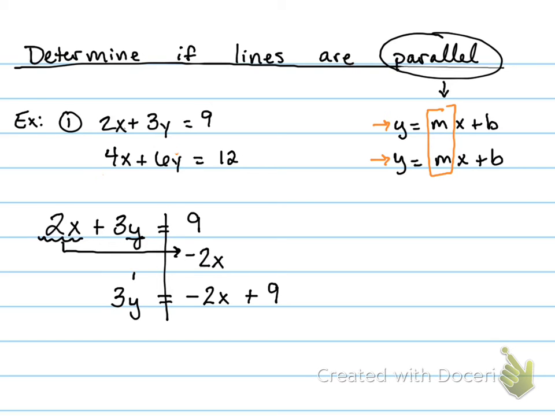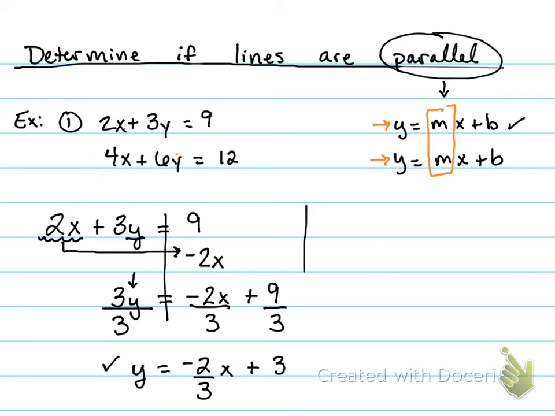Okay, I still don't have y all alone by itself. I have 3 times y. So what I need to do is undo that multiplication by dividing everything by 3. Now I have y equals negative 2 over 3x plus 9 over 3, and 9 divided by 3 is actually just 3. Okay, so this one is done. I've got it in y equals form like we said we needed.